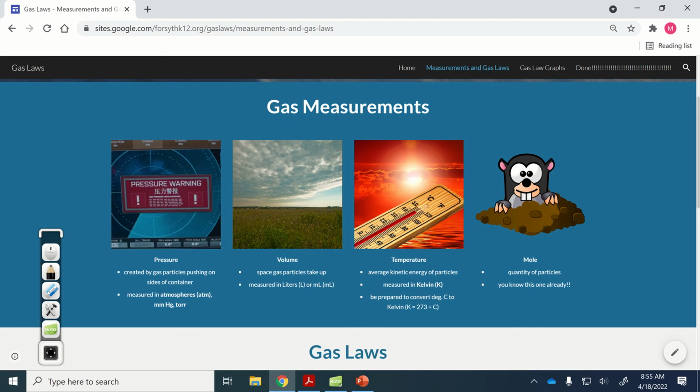Pressure is created by gas particles hitting the sides of the container, and obviously the more often that is happening, the greater the pressure we have. We can relate it to the idea that it is force applied over an area, but for us it's more about how often those particles are hitting the sides of the container. There are many units of pressure, including atmospheres, millimeters of mercury, and torr. Another one we're going to run into is called the Pascal, which is Pa.